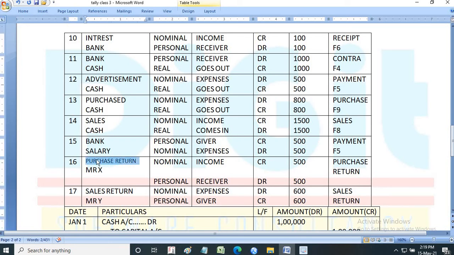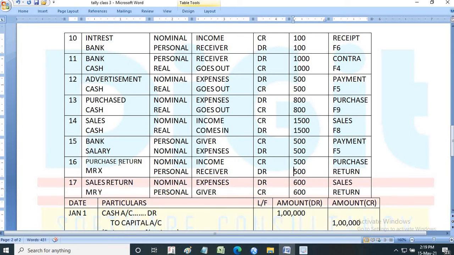Purchase return. Okay, this one, purchase return account, is a nominal account, like the purchase account. See, purchase return, nominal account, that is income. Now why? Because if purchase return is happening, then you will receive money.